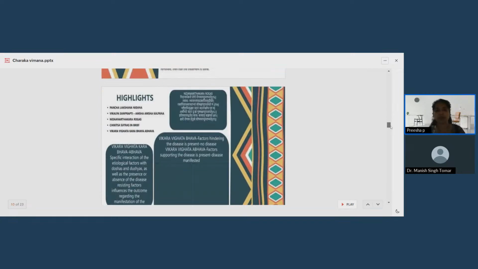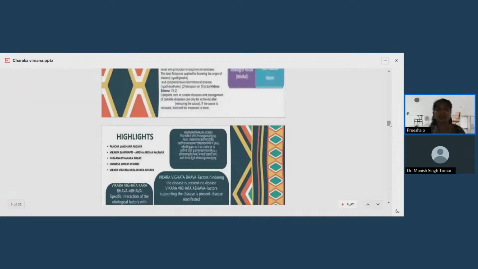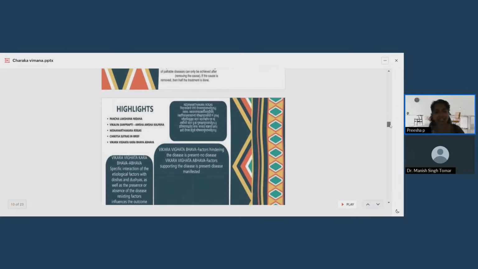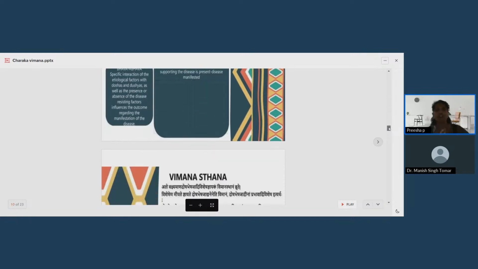Other than that, the highlighting areas are the Panchalakshana Nidana, the Vikalpa Samprapti and the Amshamsha Kalpana, which are also highlighted in the Nidana Sthana chapters of Charaka Samhita. You have to give importance to the Vikara Vigata Karana Bhava Abhava, where the Nidana is explained, the Dosha Dushyas are explained, and the presence or absence of the diseases with the influence on the outcome. These are the important areas told in the Nidana Sthana.